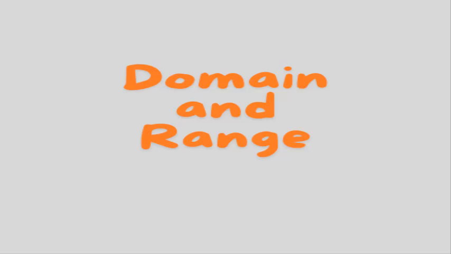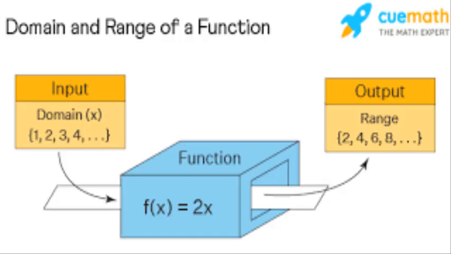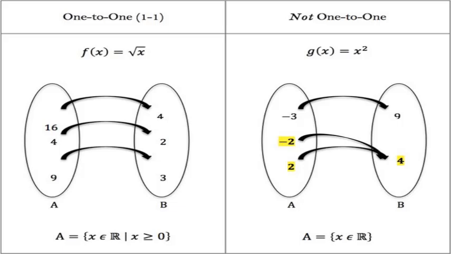Properties of functions. 1. Domain and range. The domain of a function is the set of all possible input values for which the function is defined. The range of a function is the set of all possible output values that the function can produce. 2. One-to-one and many-to-one. A function is one-to-one if each input value maps to a unique output value. A function is many-to-one if multiple input values map to the same output value.